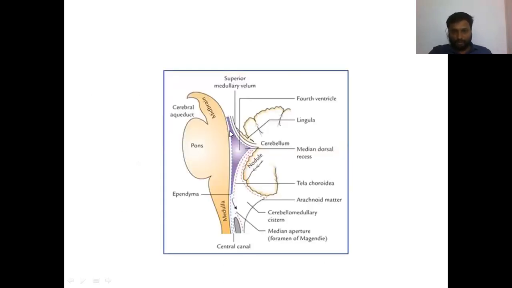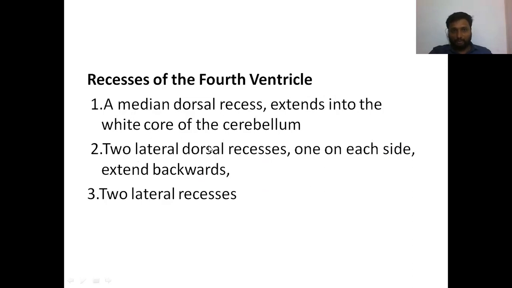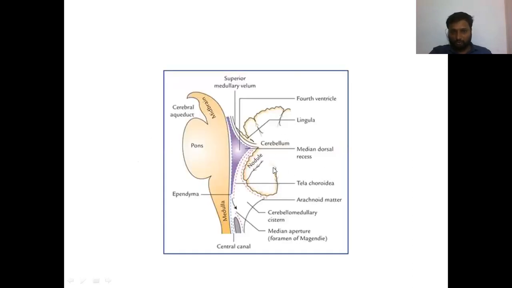See, here this is the ventricle. This ventricle shows an extension towards the cerebellum, an extension into the cerebellum. It is known as the median dorsal recess. So the first point is clear. Median dorsal recess: it is towards the posterior side, dorsal, and it is seen exactly in the midline. So it is known as the median dorsal recess.